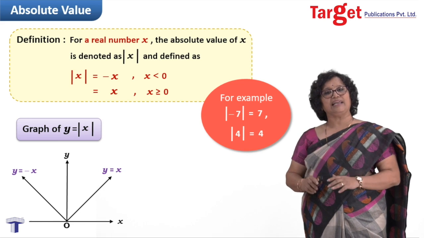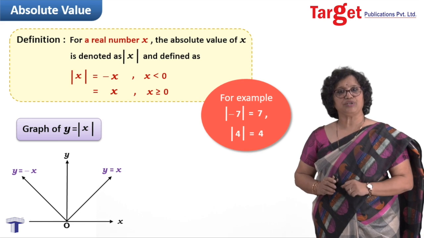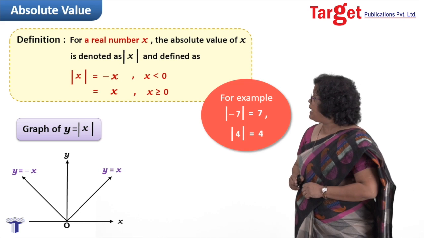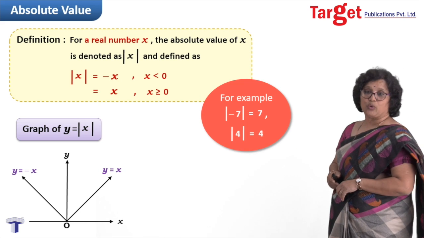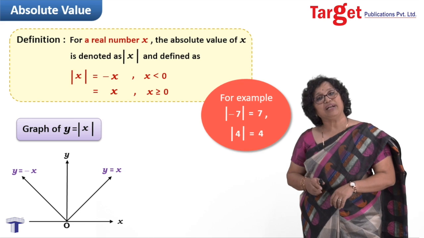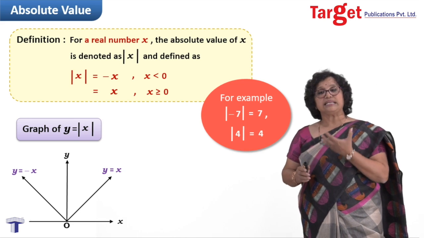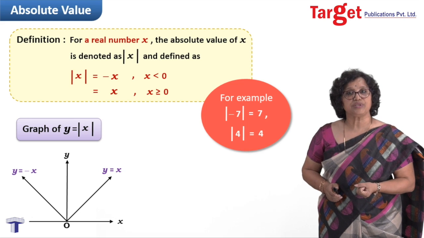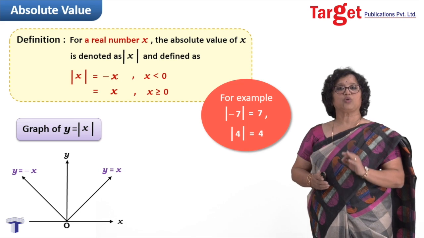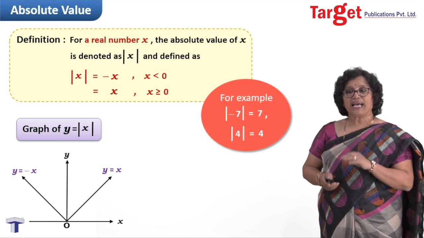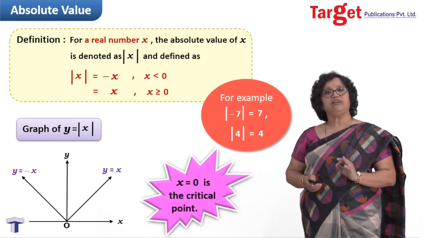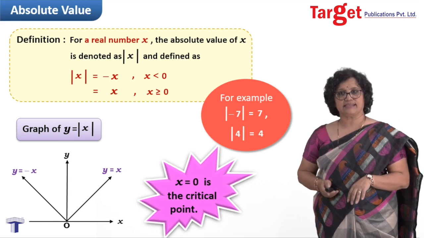What we observe? That there is some sudden change around x equal to 0. What is happening is that before x equal to 0, that graph was coming down and suddenly it starts going up. So the disturbance is seen around x equal to 0. Such a point is called critical point. So x equal to 0 is the critical point for absolute value of x.